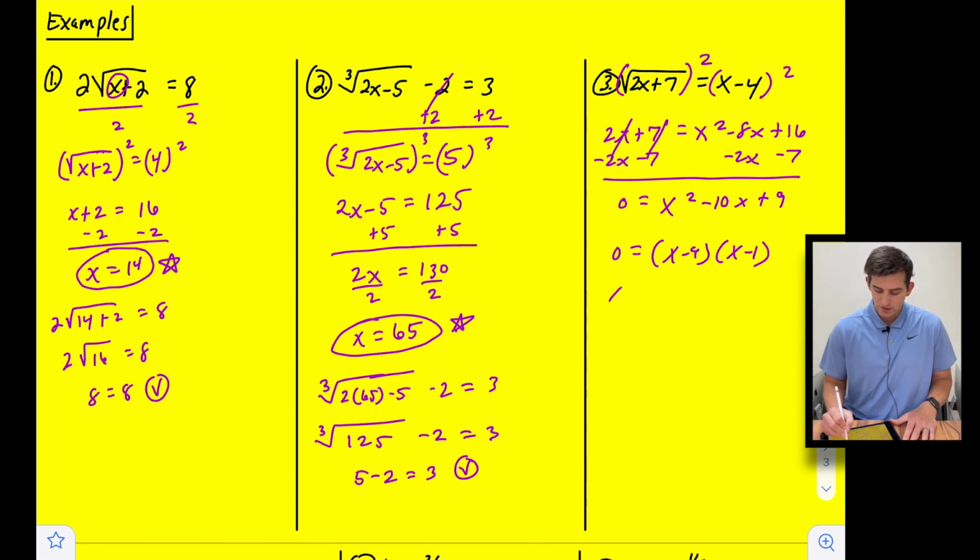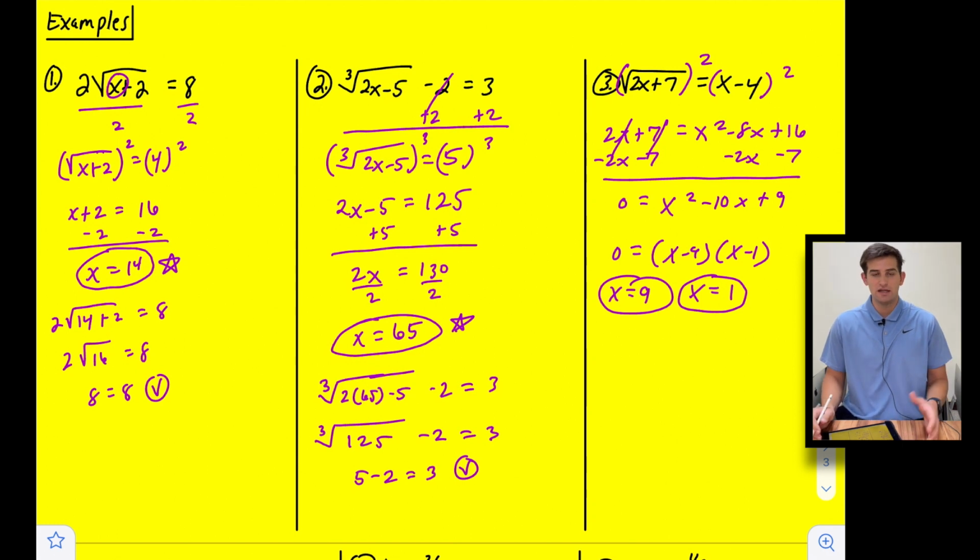So now we use the zero product property to say that x is equal to 9 and x is equal to 1. Okay, now let's plug these back in just to make sure one of these solutions is not extraneous. So let's go back to our original equation.